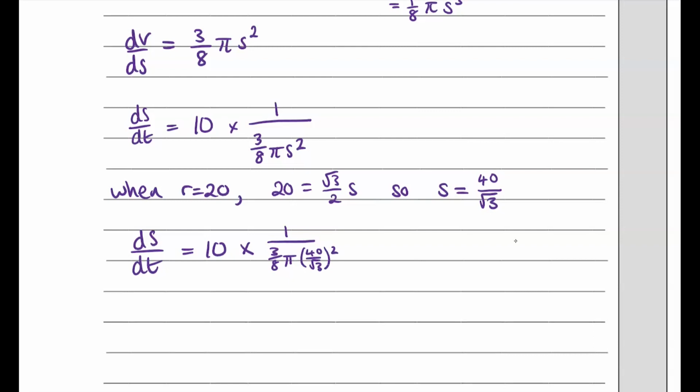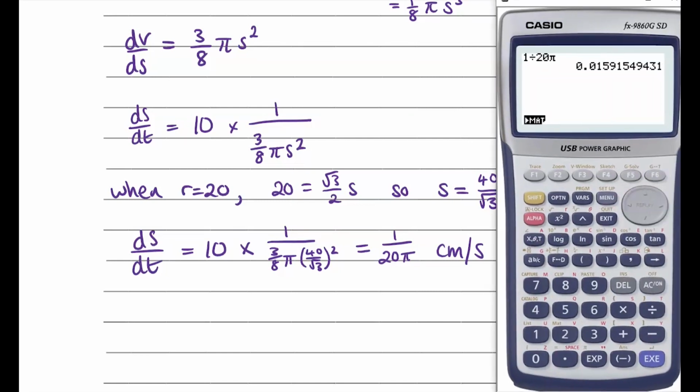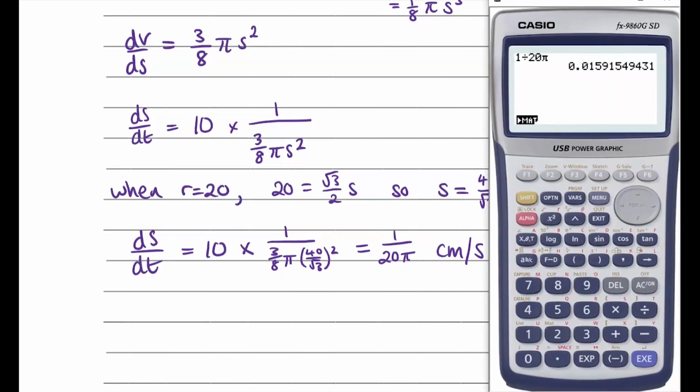Pop that into your calculator. I would recommend trying to work that through in exact numbers, the bits that you can. Get some calculator help if you need to, so that we can leave this as an exact number at the end, centimeters per second. So it's 1 over 20 pi. Now, if you did do that all on your calculator, you would get a rounded decimal answer, and that would be 0.0159. That would also be acceptable.